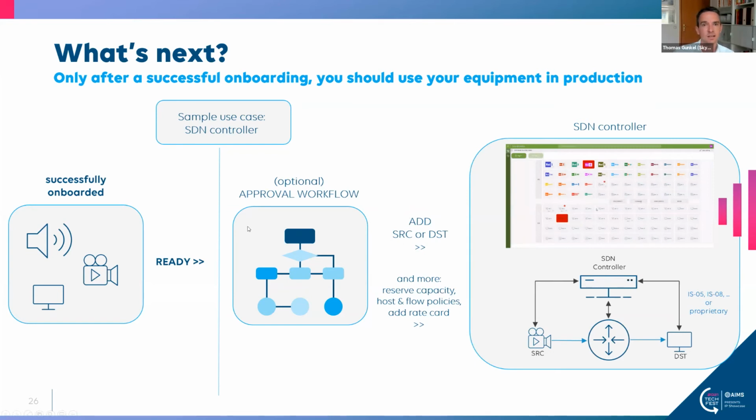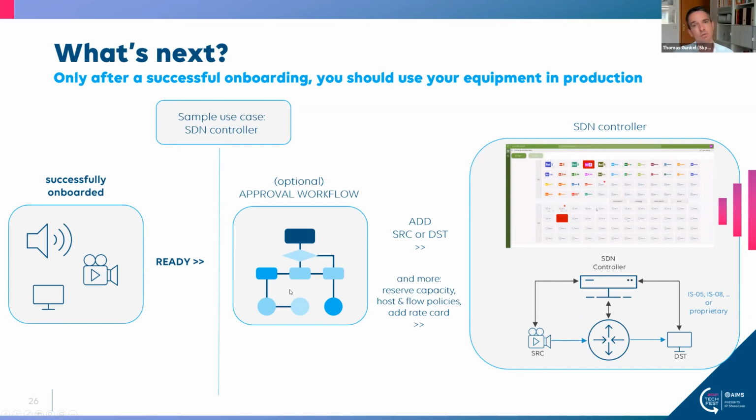There is more to it. Why is that required? Approving it. You might have rate cards attached to your infrastructure. When you want to do dynamic billing, you have to track the costs. You might have to reserve extra capacity in the network. When there is a new camera coming in, sending out a UHD stream, that might have an impact on your network, on your 10 gig or 100 gig link, and you have to reserve extra capacity or set some host and flow policies.